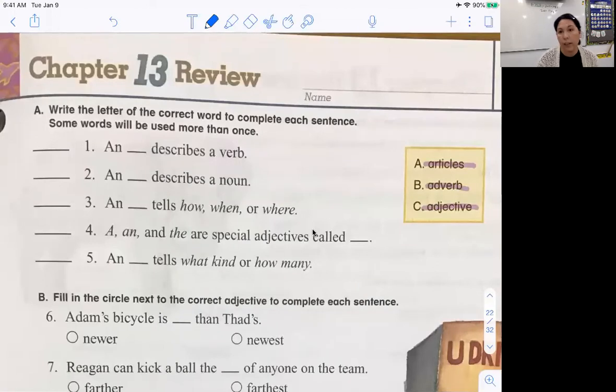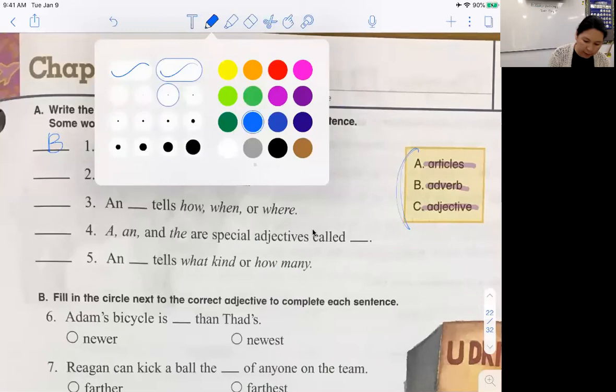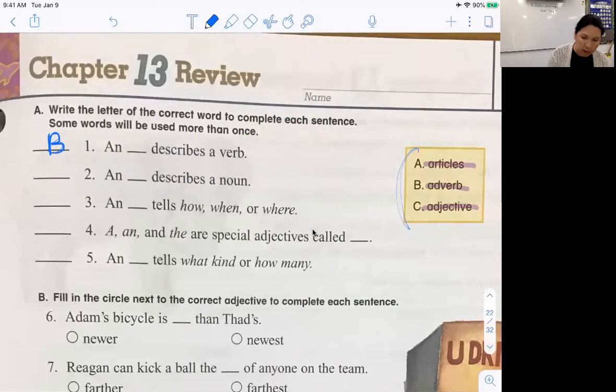So let's look at the first 2, actually, we're gonna do together. So it says, blank something describes a verb. So which of these words over here describes a verb? That's right, adverb. That was an easy one, right? So put a letter B here. Let me make this a little thicker. Okay, and remember, you can use the words more than once, so don't cross it out because we probably will use B again.